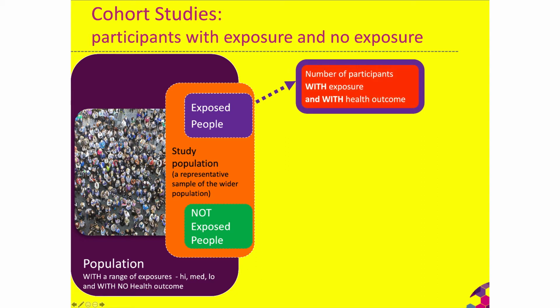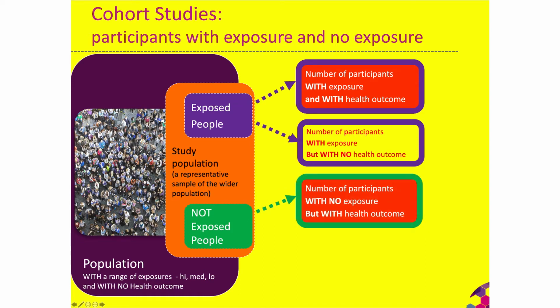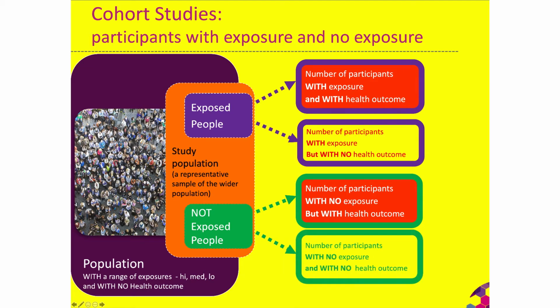And then we look at the number of participants in our research with the exposure and who also later on get the health outcome. We then look at the number of participants with the exposure but who don't get the health outcome. Then we look at the number of participants with no exposure but who also get the health outcome. And then lastly, we look at the number of participants with no exposure and with no health outcome. And these participants are followed up regularly for a number of years.